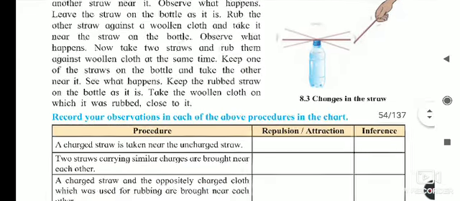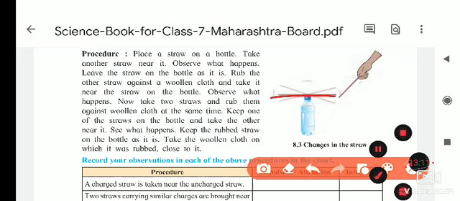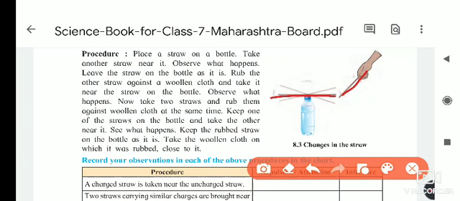So first of all, what do we have to do? We have to take two straws. One straw we keep here, and one straw we take near it without rubbing. What will happen? There will be no change. Why? Because they are both neutral, because the same number of positive and negative charges are there on this one and on that one.